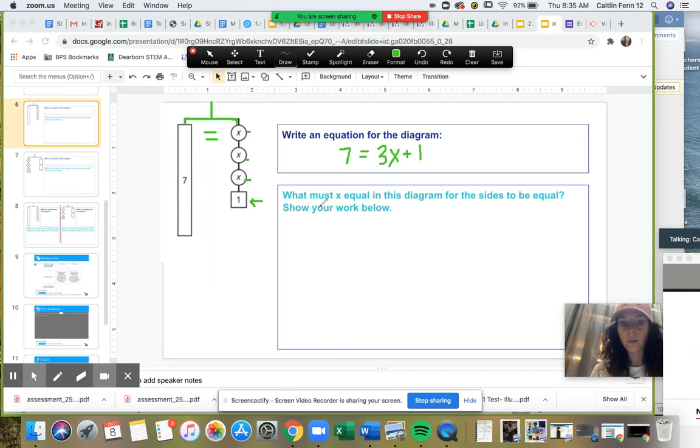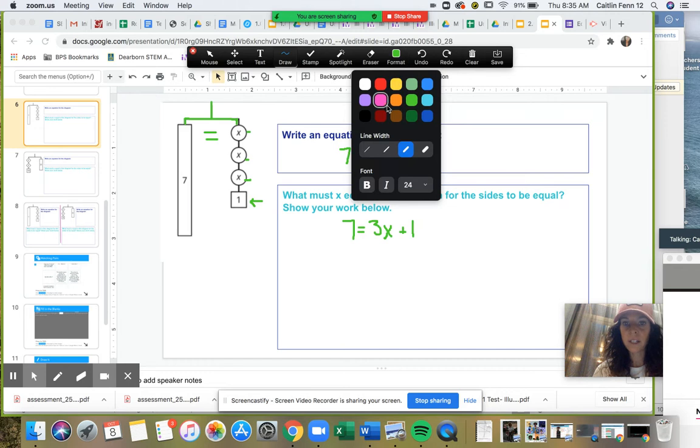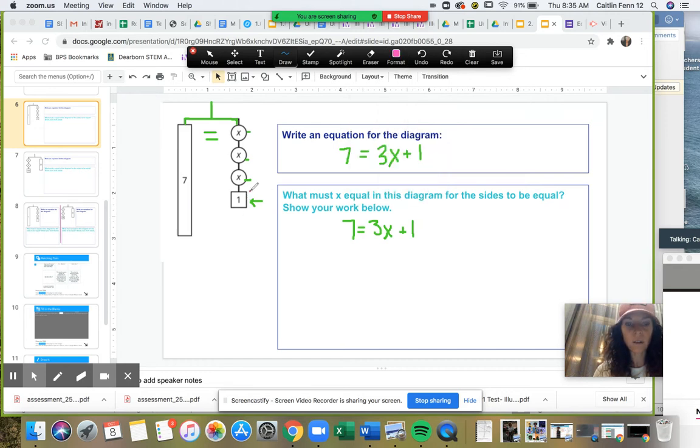Okay, now what must x equal in this diagram for the sides to be equal? I could do some just guessing on this diagram over here, but I'm going to show both the connection through this diagram, how we can figure that out, and through algebra using the equation. Okay, so we have 7 equals 3x plus 1.